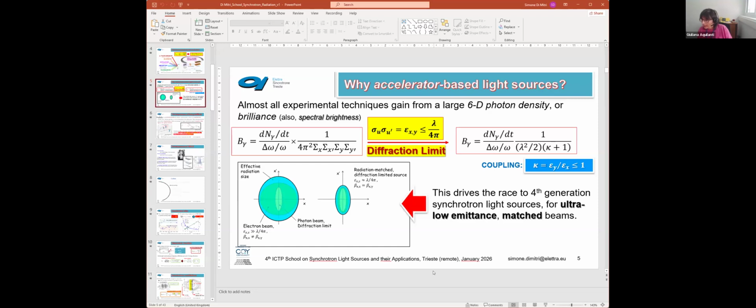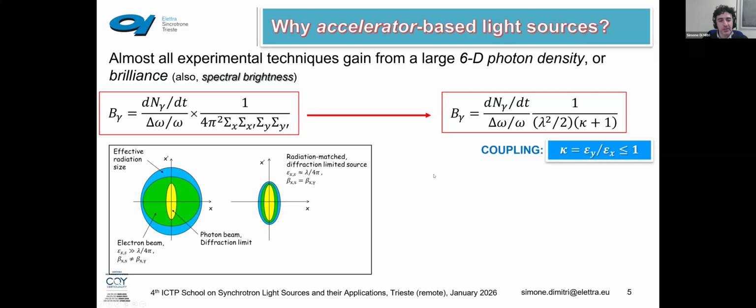Is there a practical limit to brilliance beyond which beamline optics become the limiting factor rather than the source itself? Wow, this is maybe a question for you, Juliana, rather than me. But let me say, what the accelerator physicists can do is to get to this point. This is the limit we can achieve in terms of brilliance.